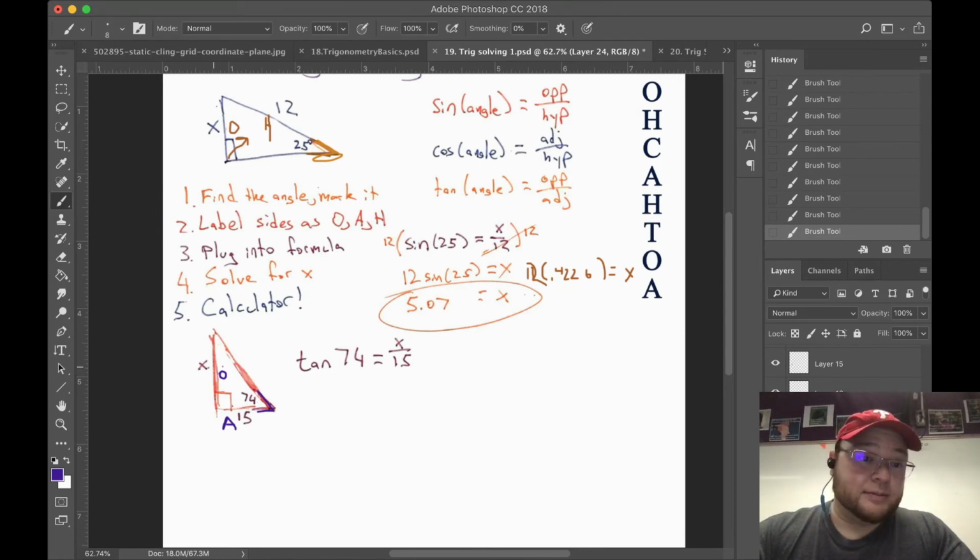Multiply both sides by 15. You just put 15 tan 74 into your calculator, straight up, just like that. And you get 52.3.